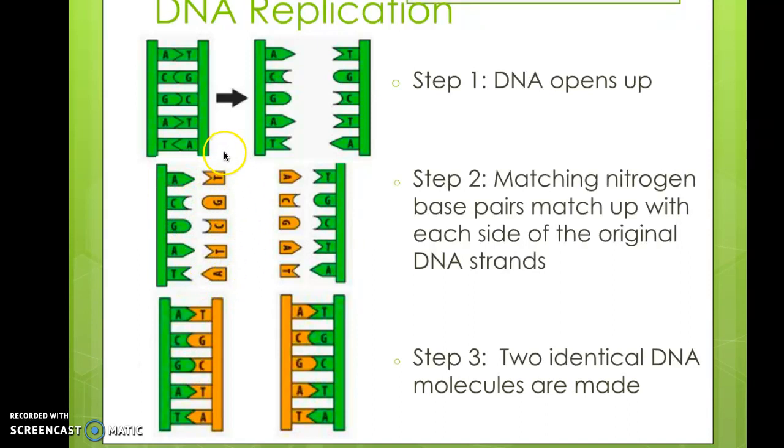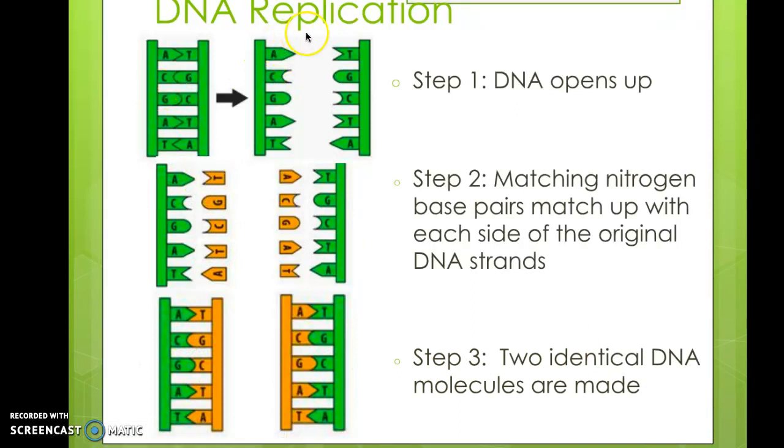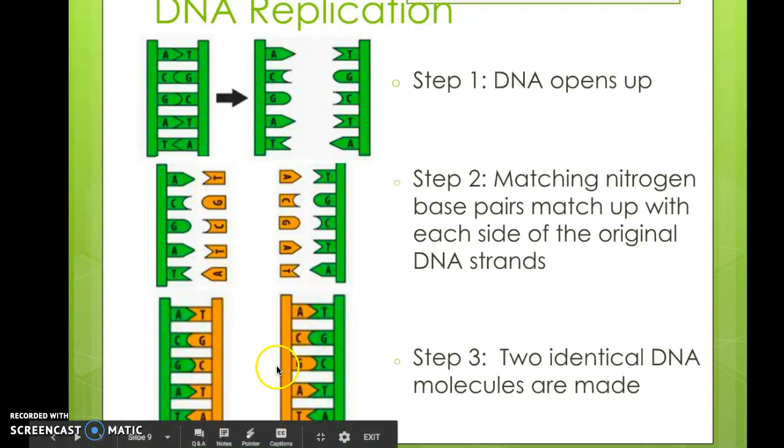Think about this. Where did these guys come from? Nucleic acids. They came from your food. Remember, everything that we eat that is living has nucleic acids. That's why we don't care about that when we did our diet essay. You're going to be getting more A's, T's, G's, and C's from the food that you eat. So step 3, the identical DNA molecules become made because these guys are going to stick together. So you're going to open it up like a zipper, and then it's going to bond with another zipper to make 2 different molecules, one old and one new.